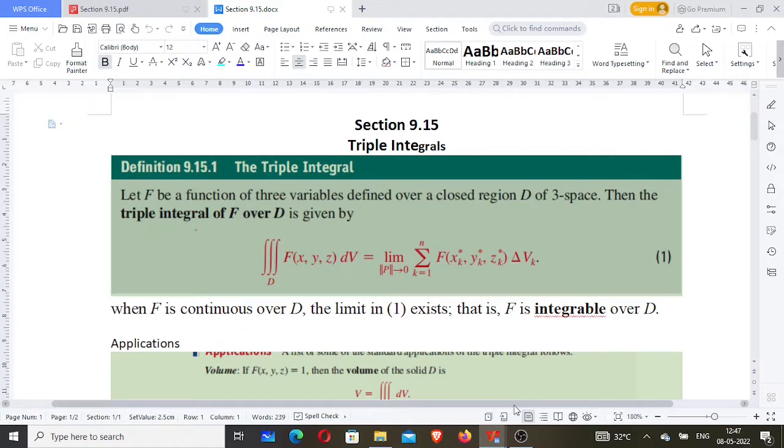We have a function, let f of 3 variables, defined on a closed region D of 3-dimensional space. Then the triple integral of f over D is given by triple integral over D f of x y z dV is equal to limit norm P tends to 0 summation k equal to 1 to n f of x_k star, y_k star, z_k star delta V_k. When f is continuous over D, the limit in 1 exists, then f is integrable over D.